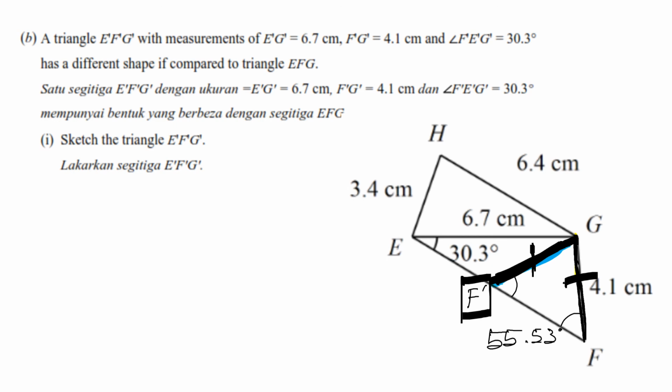Now the question says sketch the triangle of E prime, F prime, and G prime. So where's your answer? In your answer that you sketch, it should be here, right? It should be here, your answer. So F prime, G prime. Okay, this is the triangle.